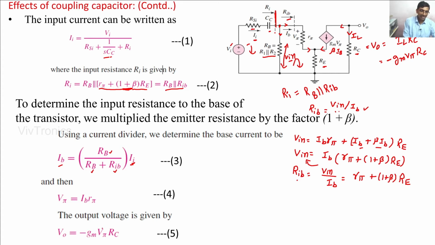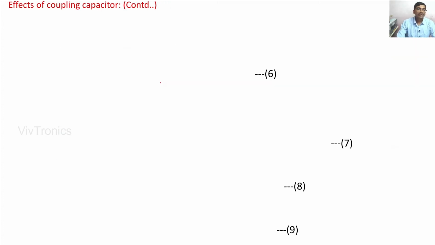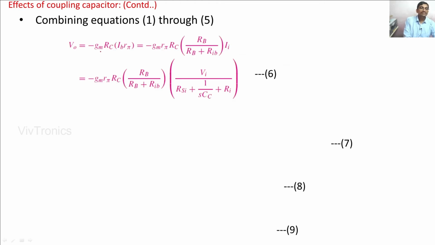Instead of V pi, we can substitute equation number 4, and in equation number 4 instead of IB we can substitute equation number 3, and in equation number 3 instead of IA we can substitute equation number 1. After substituting these values we get V naught is equal to minus gm RC into IB into R pi, which is nothing but V pi.